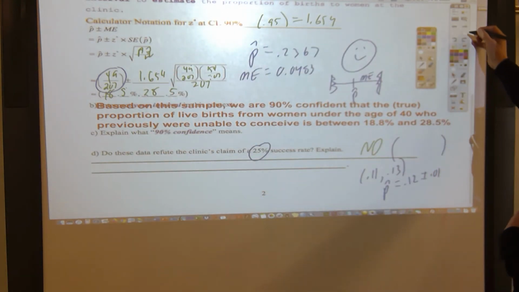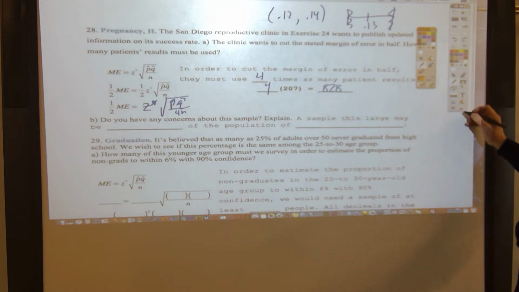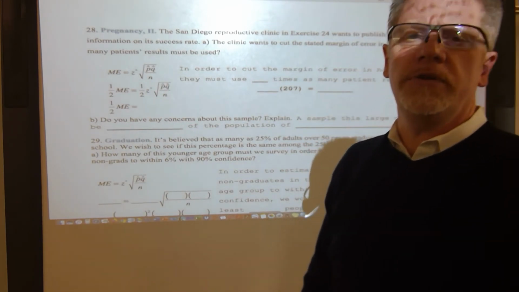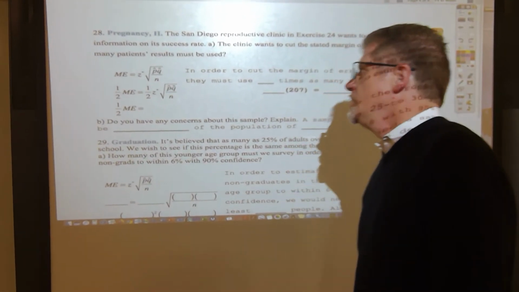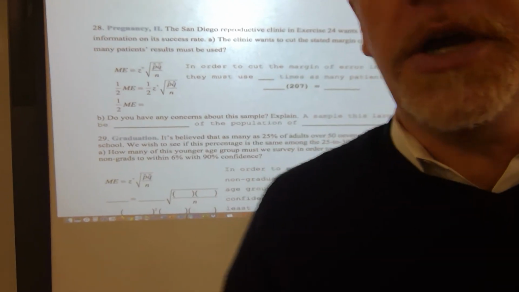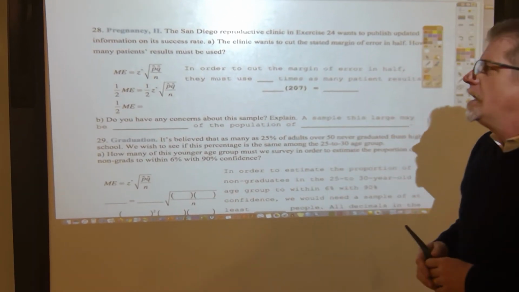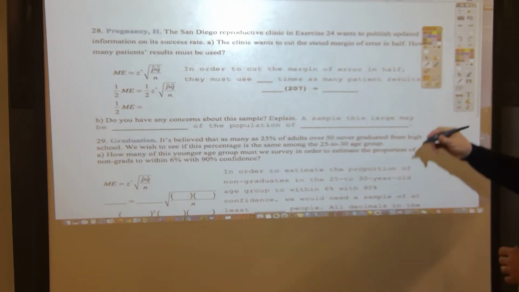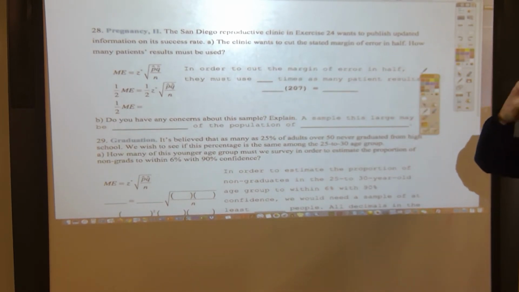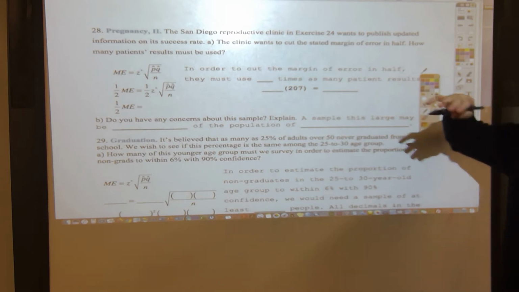So go ahead and turn the page and join me on problem 28. We're continuing with this lesson, number 28, Another Pregnancy 2, the second part. Here we have the San Diego Reproductive Clinic. It's the same one, but they're a little bit embarrassed about their margin of error. It's like there's a really big margin of error.